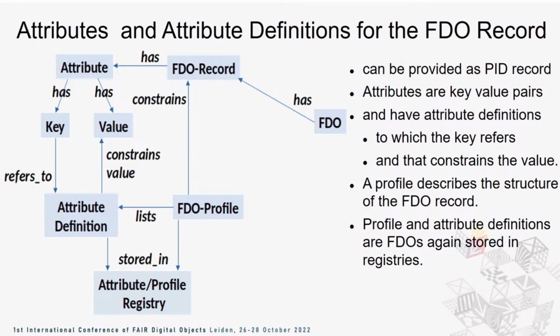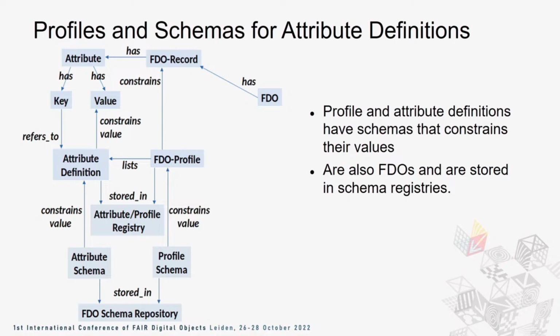And then we can go even further. We have said that we have these attribute definitions stored in a registry, but we also need a way to understand how these attribute definitions are built. And again there is a schema definition behind it. The schema definition again is an FDO and is again stored in some kind of a registry. We call it here schema repository. And the same then we have for the profile.